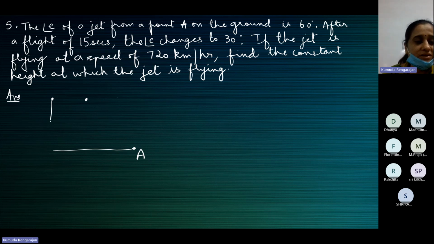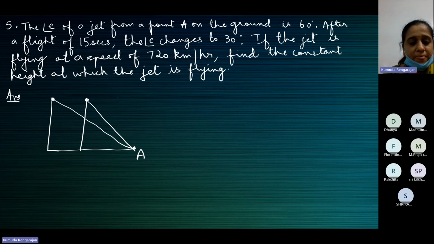This is the height of the jet from the ground. This is the eye of the observer. This is the jet which is observed, line of sight. Again, this is the jet and this is the eye of the observer. Connecting that is the line of sight. This is the horizontal. For both the cases, this is the horizontal.